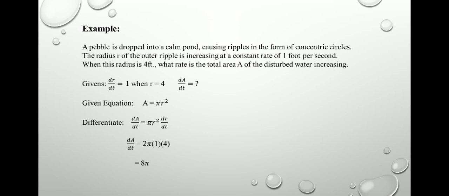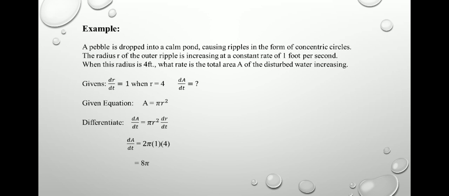Next example is, a pebble is dropped into a calm pond, causing ripples in the form of concentric circles. The radius r of the outer ripple is increasing at a constant rate of 1 foot per second. When this radius is 4 feet, at what rate is the total area A of the disturbed water increasing? The given here is dr over dt is 1. When r is 4, what is dA over dt?